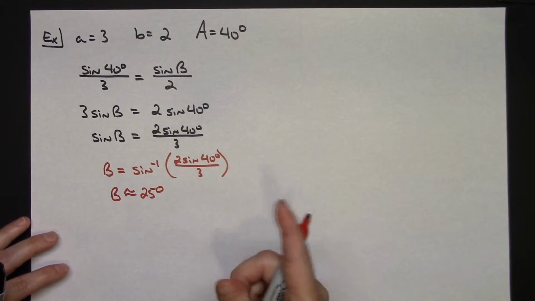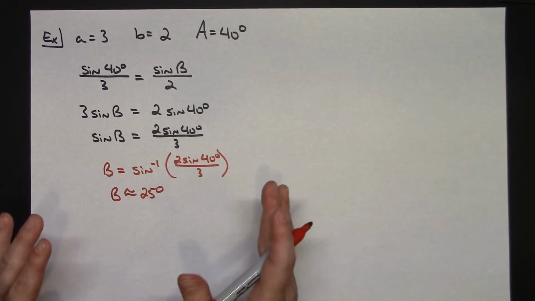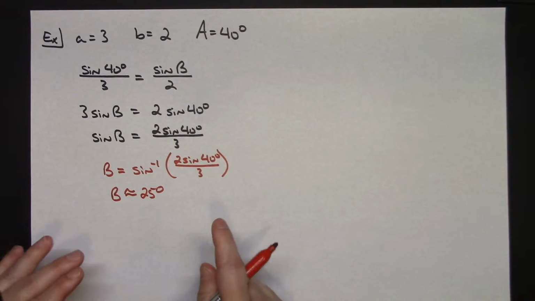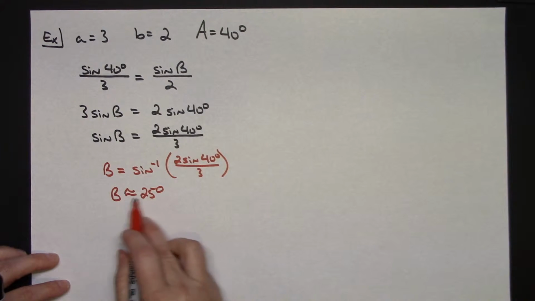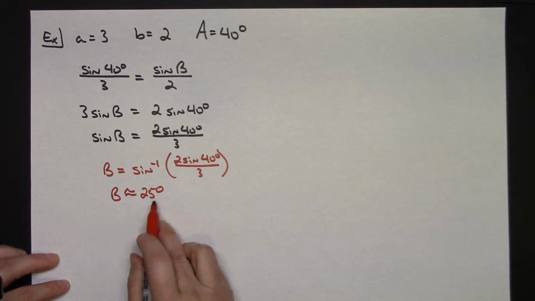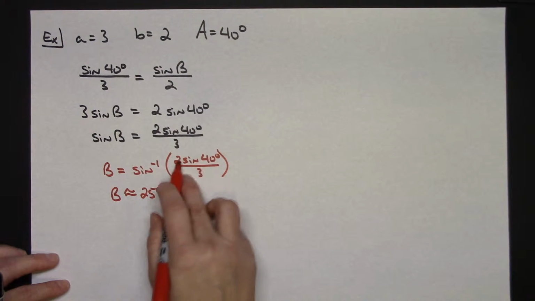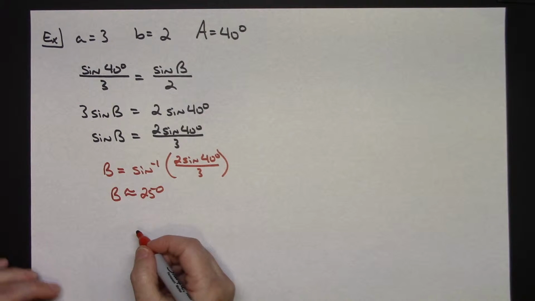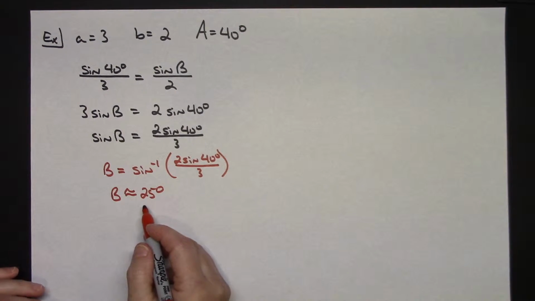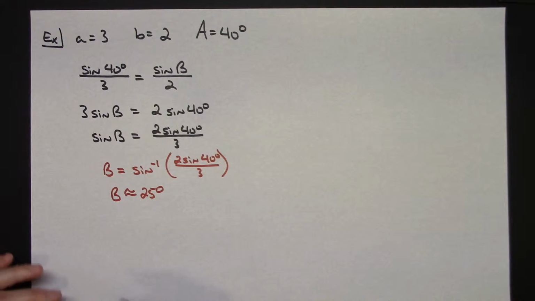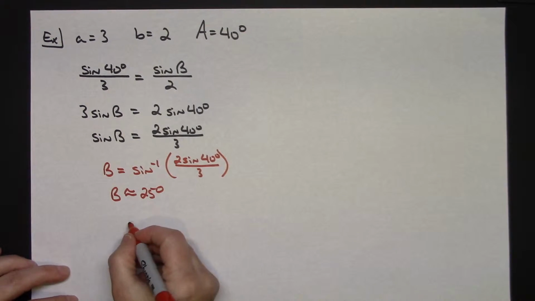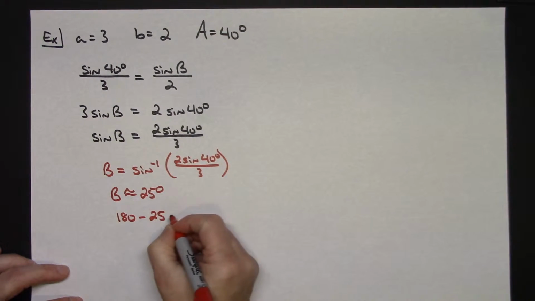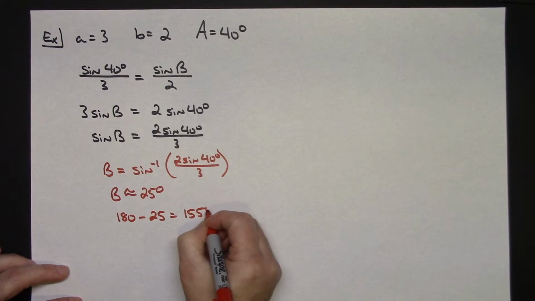If you watched the video where I discussed inverse trig functions and using that inverse trig button on your calculator, then hopefully you remember that that's not the only value that has this sine value. I would highly recommend watching that video if you haven't yet. But basically, a really easy way to find the other angle without actually using a unit circle or trying to do that type of manipulation is you can take 180 minus the angle that you've got, and that gives you 155 degrees.